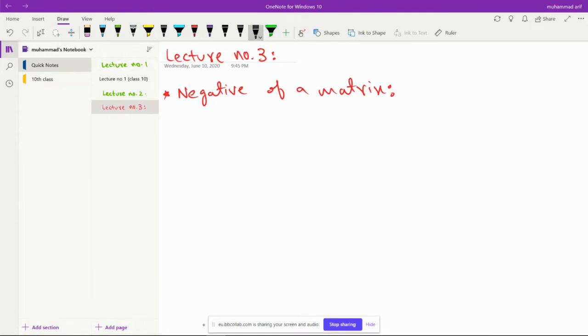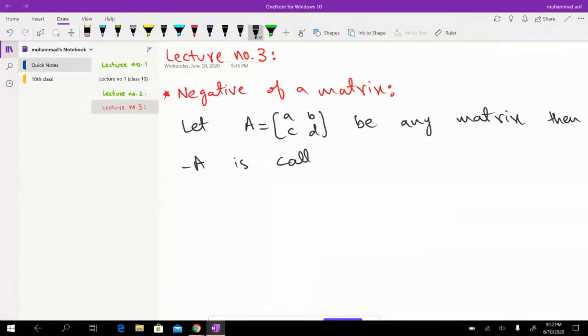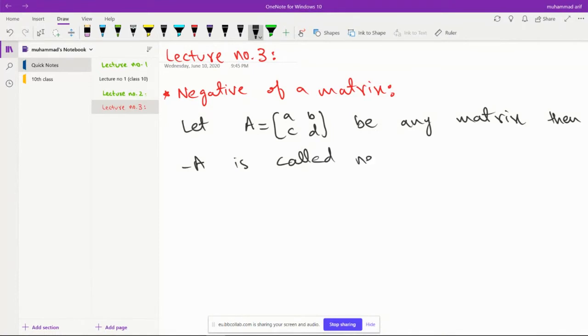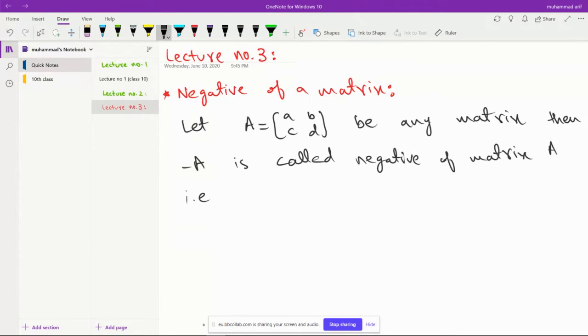Let A = [A, B, C, D] be any matrix, then minus A is called negative of matrix A. That is, negative of matrix A is negative A, negative B, negative C, and negative D.